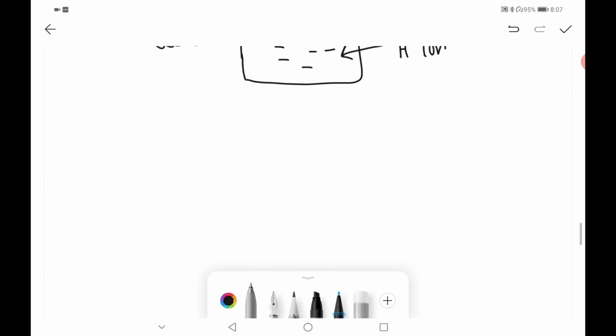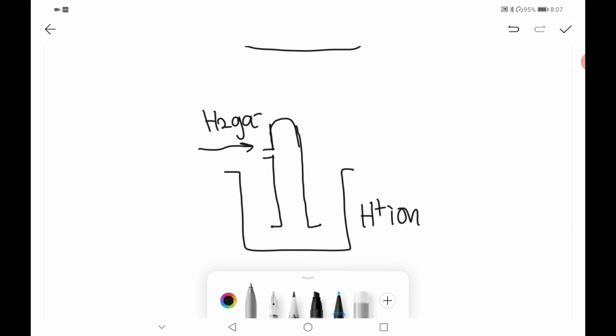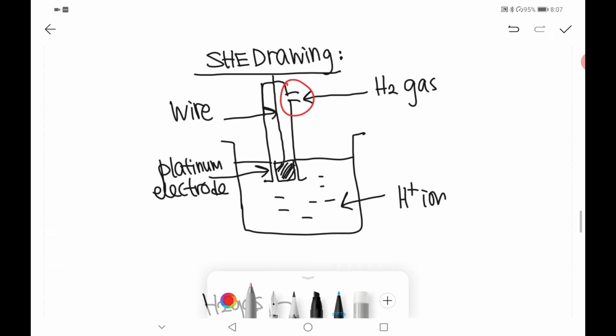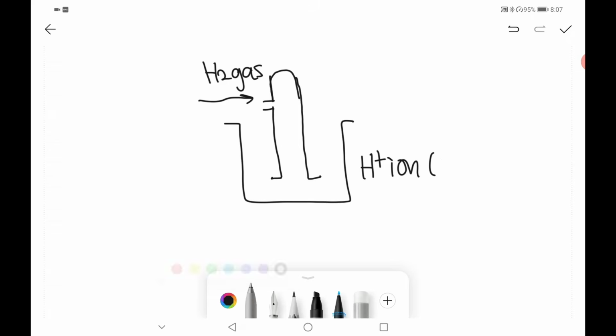If you want to draw SHE, you must have a beaker. In the beaker, you must have H plus ion. After that, we must have hydrogen gas. To prevent the hydrogen gas from running away, we need a tube. This tube has a hole open to let the hydrogen gas come in. The hole here can be open on the left or on the right, both also can. The H plus ion is the solution. To draw solution, you must draw a dotted line.